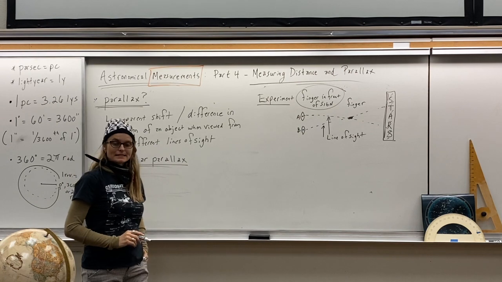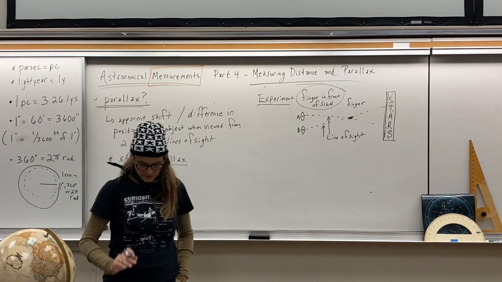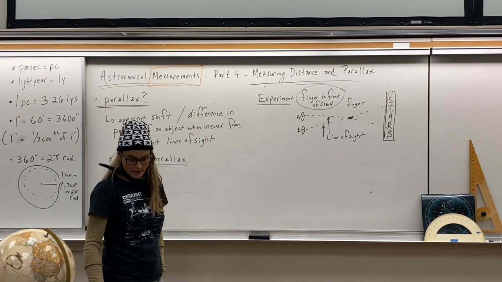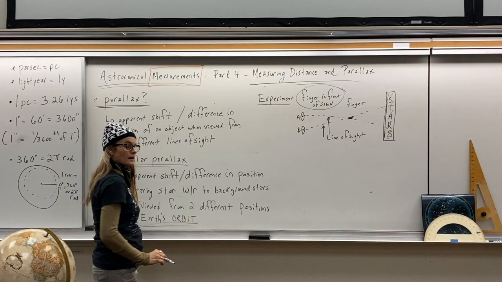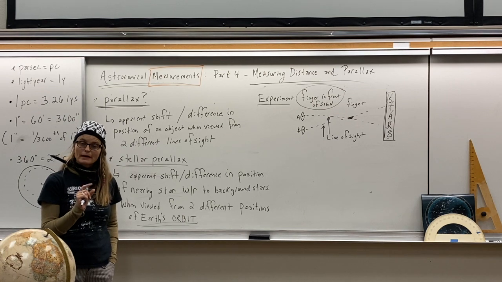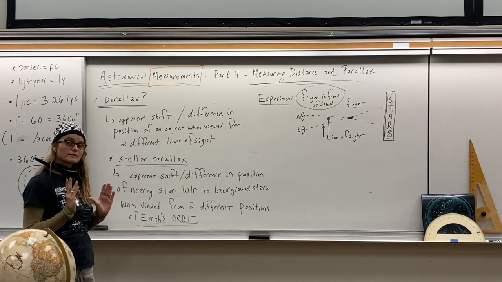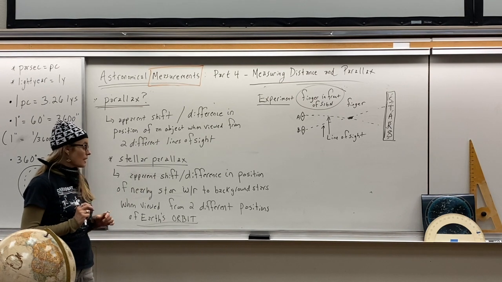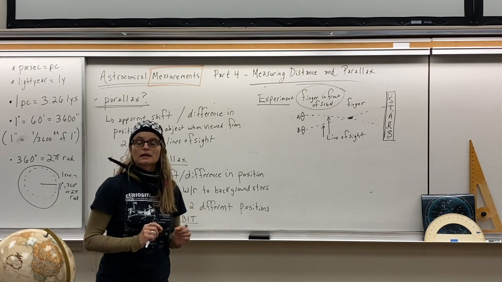Well, the same idea. In this case, what we're doing is we're looking at the slight shift in position of nearby stars with respect to the background stars. So stellar parallax, this definition we could fine tune. We have the same apparent shift of this nearby star with respect to the background stars when we're viewing it from two different positions in Earth's orbit.